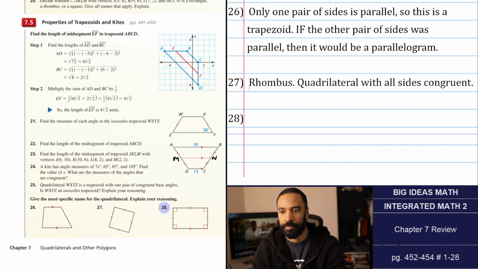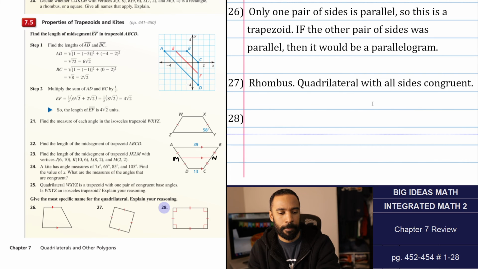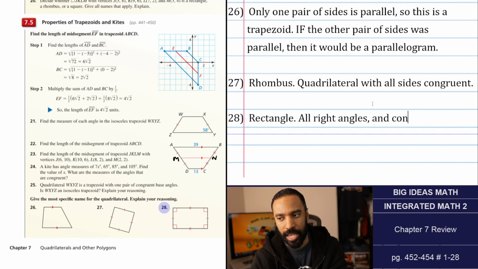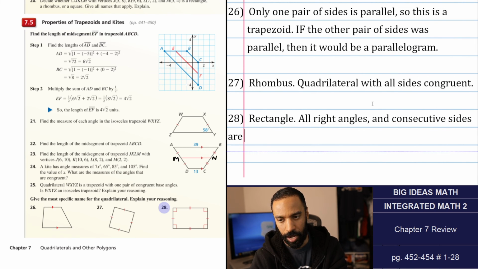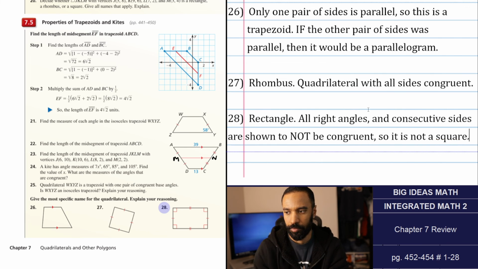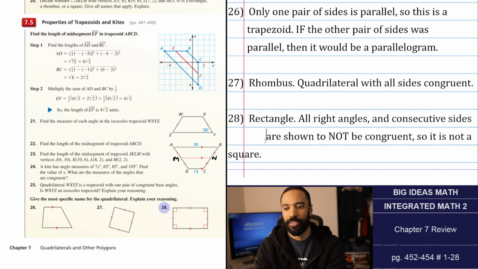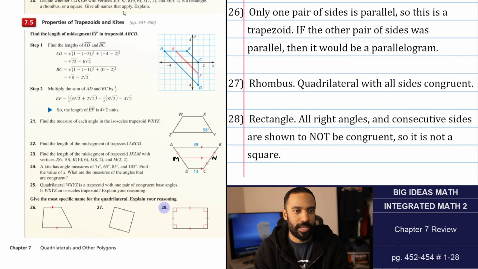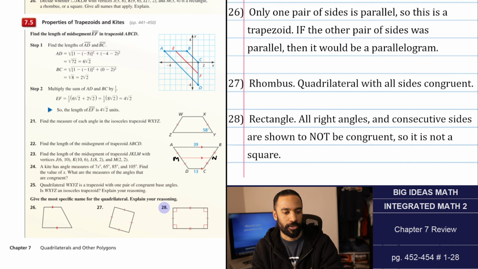Number 28, last one, we have a rectangle. And it's probably not a square, keeping in mind the sets of congruent side marks that we have. All right angles and consecutive sides are shown to not be congruent. So it is not a square, right? Whenever I have two tick marks for one, I'm not just saying that they're congruent to the sides opposite. It's generally also a way of saying that they're distinctly different from these ones that are right here, for example, right? So that would just be a rectangle, not a square, with that in mind.